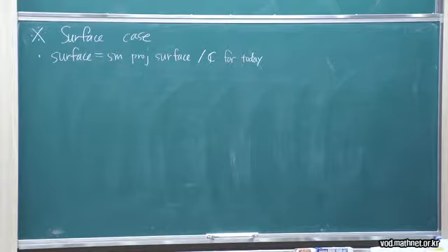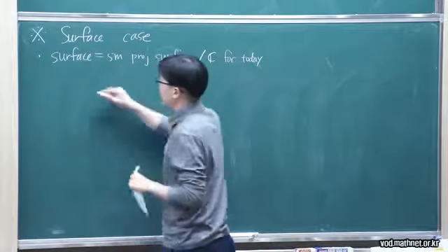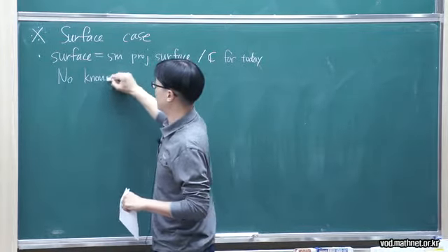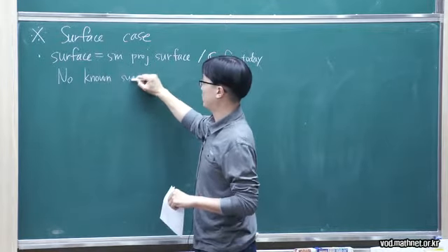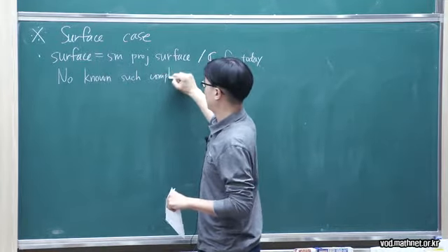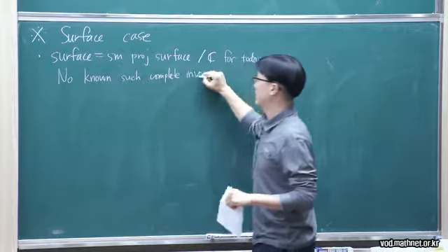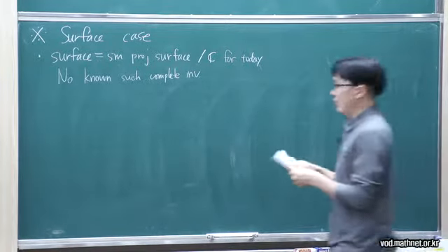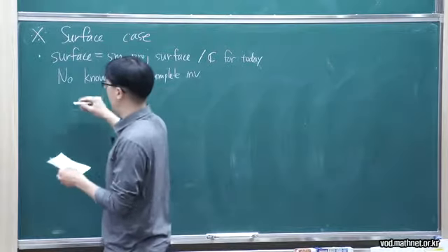So first question is, is there any complete invariant like genus? And the answer is no, we don't know. So no known such complete invariant. But instead, we know some birational invariant. We know some powerful birational invariants.